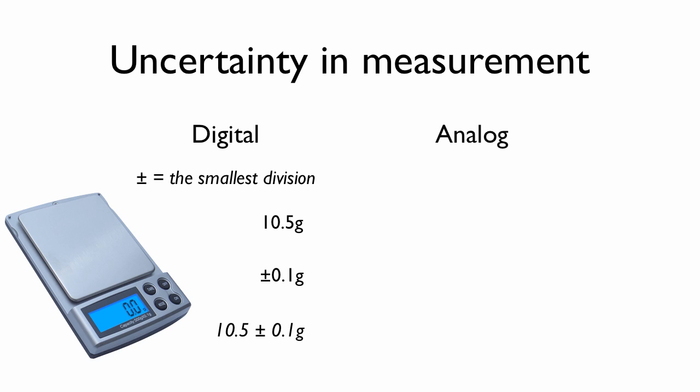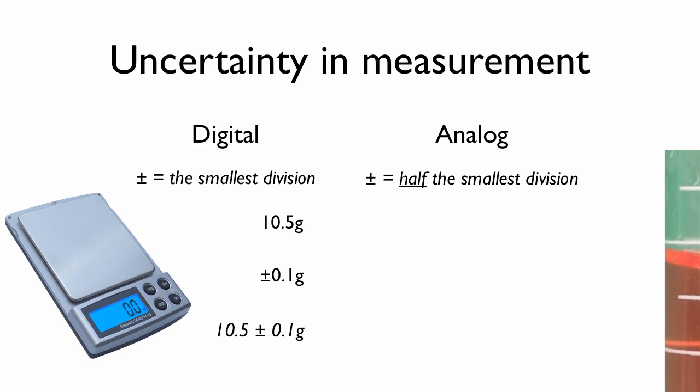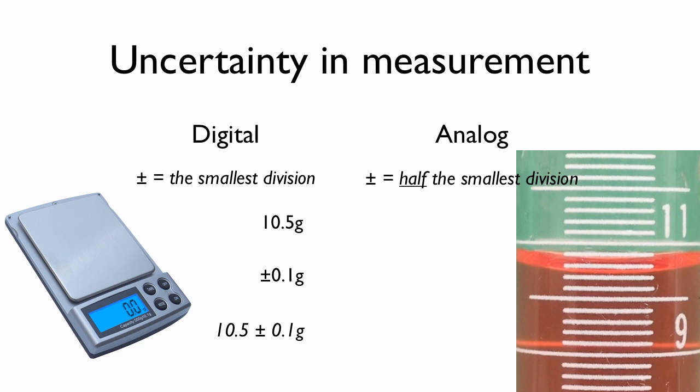If we have an analog instrument, the uncertainty is half of the smallest division. For example, this graduated cylinder is reading 10.4 milliliters, but the smallest scale on here is 0.2 milliliters, so our uncertainty is half that, 0.1 milliliters. And for our lab book, if we're doing this in a lab, we'd write down 10.4 plus or minus 0.1 milliliters.